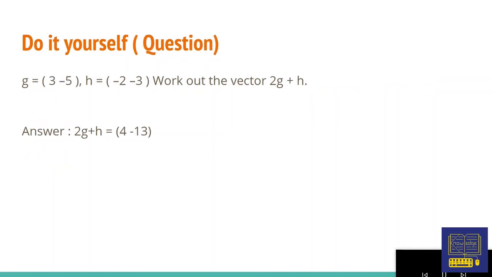In this you are given two vectors g and h. g is given (3, -5), h is given (-2, -3). You have to work out the vector 2g + h. In this you have to first multiply g by 2 and then add it with h. The answer is (4, -13).